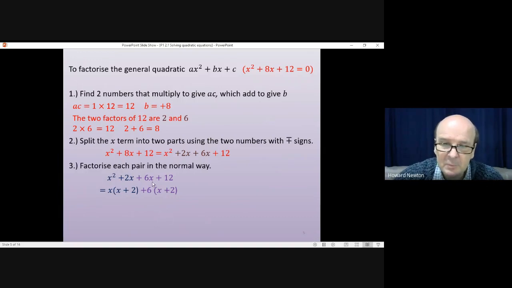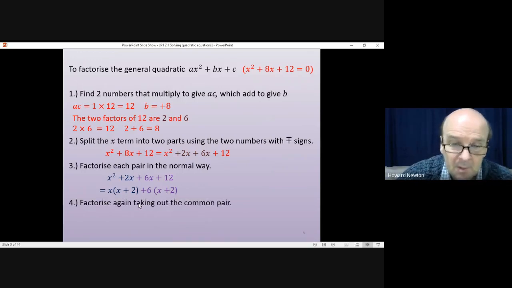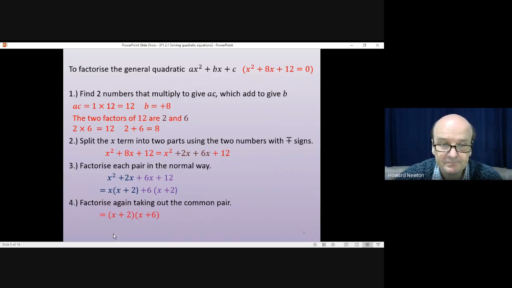Now, frequently there's more than one way to factorize these. Be careful, you need to get exactly the same thing in the brackets. In this case, I've got x plus 2 in both brackets. Make sure that's the case, otherwise it doesn't work. Because we're now going to factorize again by taking out the common bracket, which is x plus 2. So taking out x plus 2, we have x from the first term and 6 from the second term.